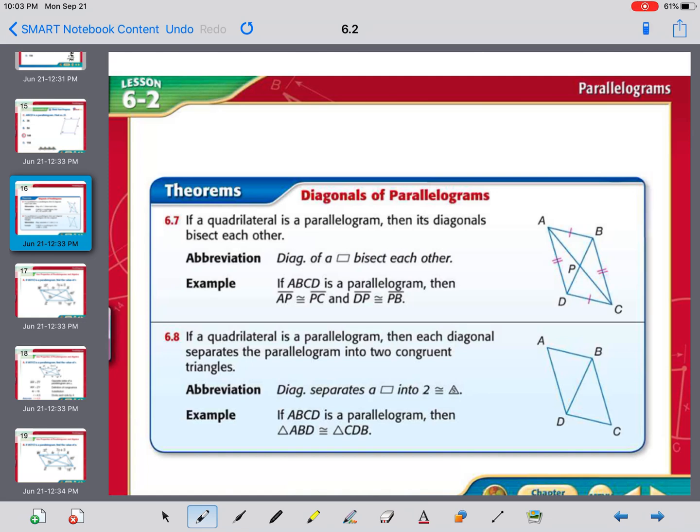Now we talk about the diagonals. This is important because we're going to use this in a lot of different things later on. These little rules, these little things. You're solving a problem, and you've got it. It's weird, but you just kind of got to know all this. So the diagonals of parallelograms bisect each other. So if ABCD over here is a parallelogram, then AP is congruent to PC.